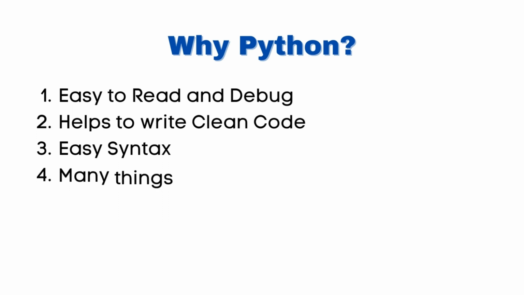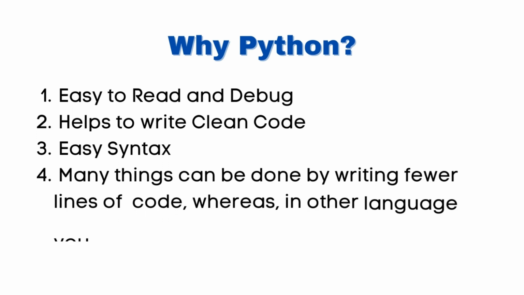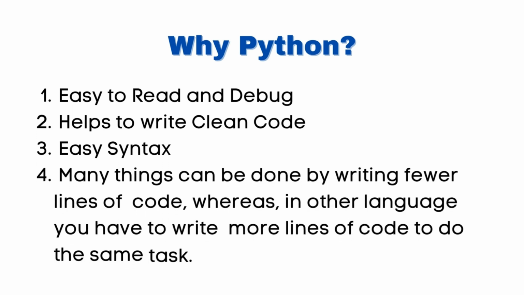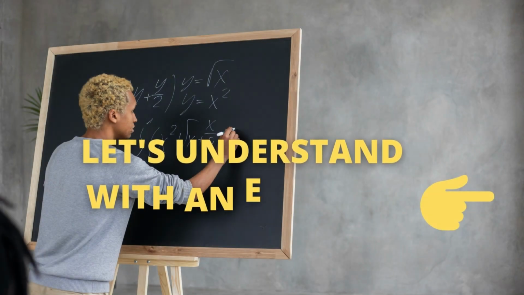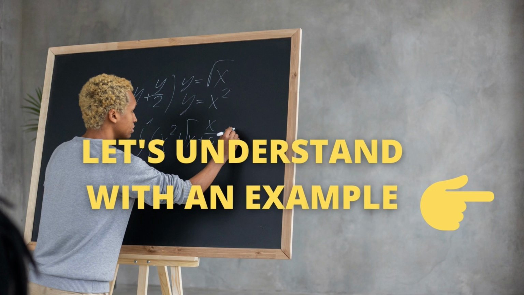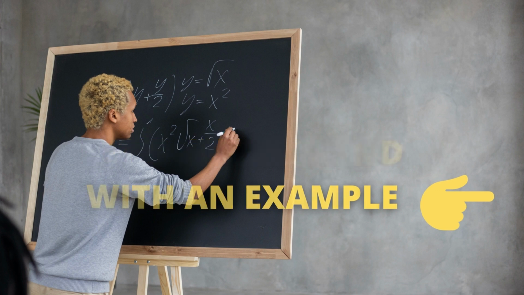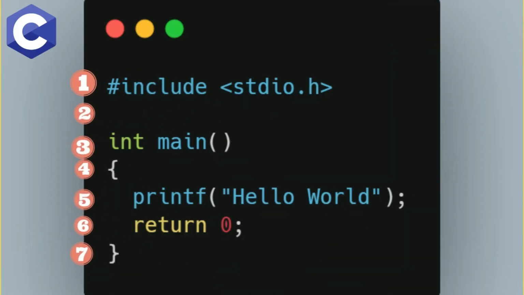Number 1, Python is easy to read and debug. Number 2, it helps us to write clean code. Number 3, it has an easy syntax. And number 4, many things can be done by writing fewer lines of code, whereas in other languages like Java or C++, you have to write more lines of code to do the same task.